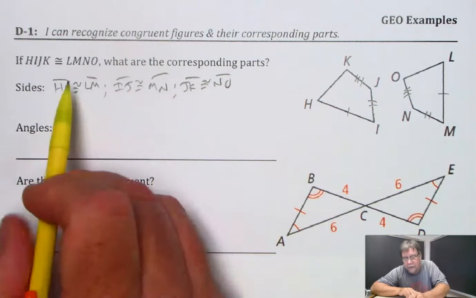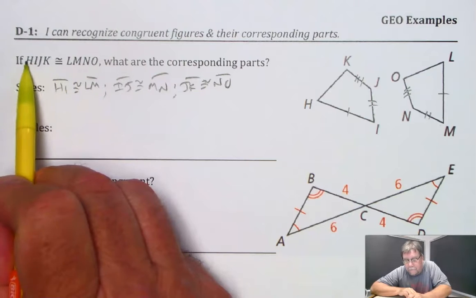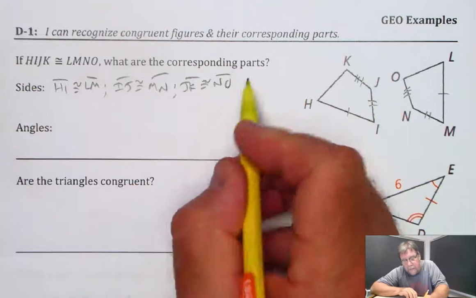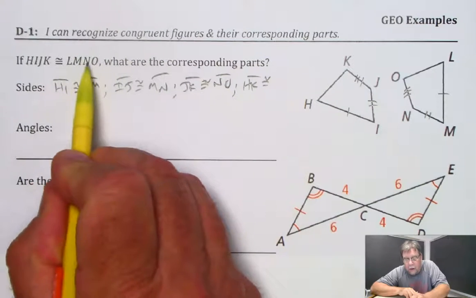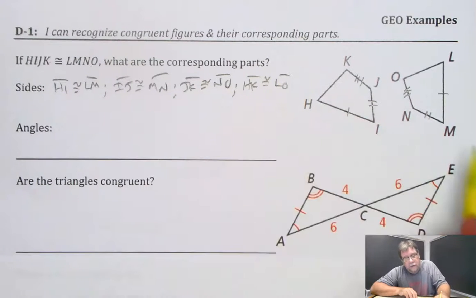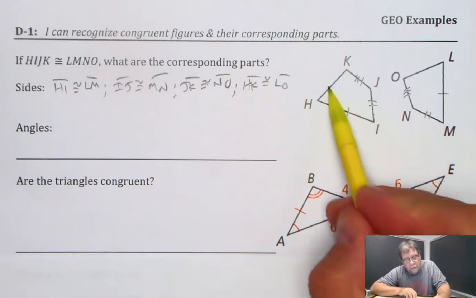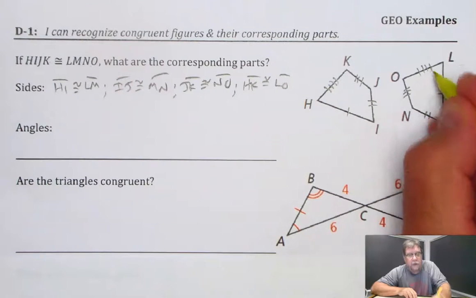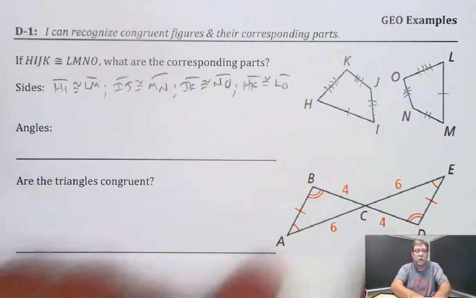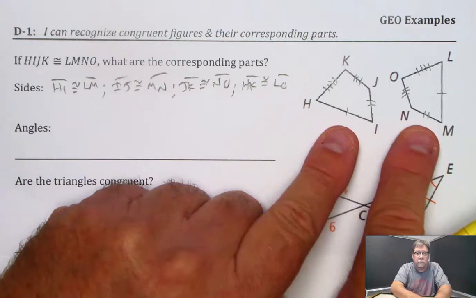And last but not least, since we came to the end here, we go to the first and last. HK would be congruent to LO. So HK is this one. You're going to have to put 4 marks on that one for the 4th side and 4 marks on that one for the 4th side. So you can see all of the marks showing all of the congruent sides.